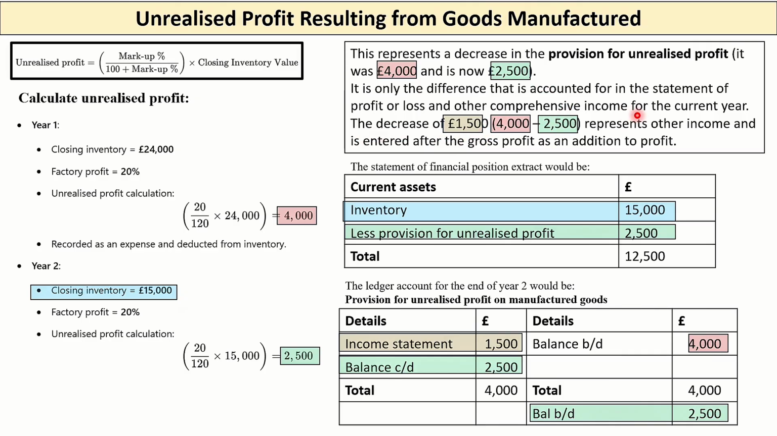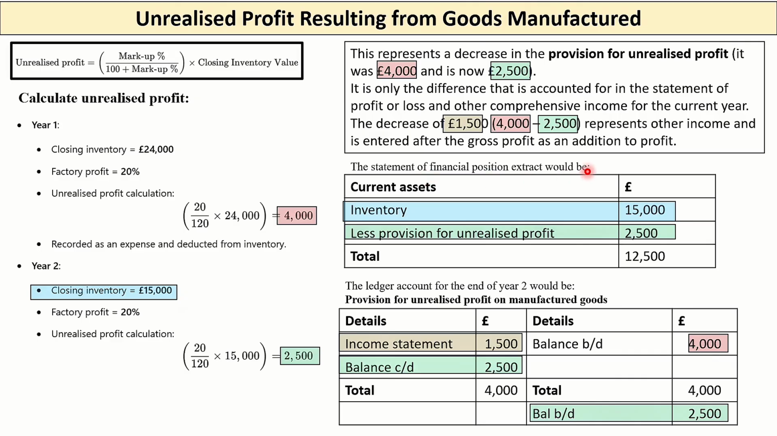This represents other income and is entered after the gross profit as an addition to the profit. Suppose it was an increase, this should be entered under expenses.